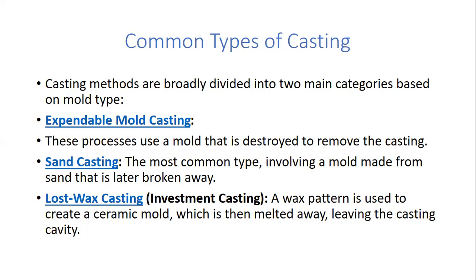Next one is lost wax casting. This is sometimes called investment casting. Here we use wax material as a pattern. Using a ceramic mold, we create the pattern, and then later the wax will be melted away, leaving the final cast product in the mold. In either process, the mold cavity will finally be destroyed. So we call this expandable mold casting.